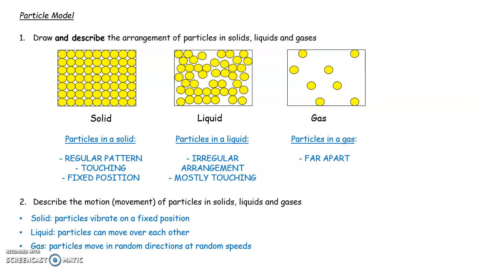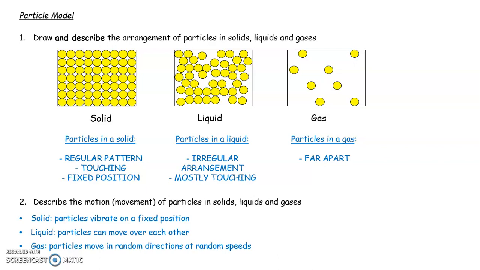Number 2, movement of particles. In a solid, you'll see there's no space for them to move. So in a solid, particles are in a fixed position where they can vibrate only. Solid particles, liquid particles, gas particles always have kinetic energy. They're always moving as such. When you give them energy, they move faster. So in a solid, particles can only vibrate on a fixed position. When you heat them up, you give them energy, they vibrate faster.